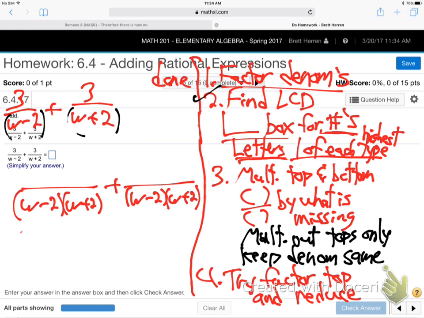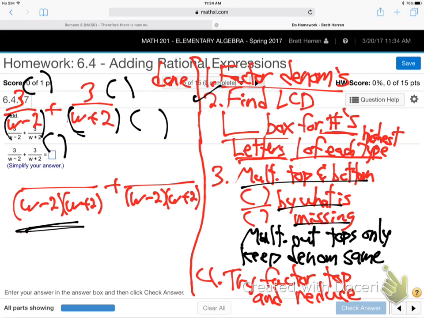Check. Step 3. Multiply top and bottom by what is missing. So I'm going to go top and bottom of this one, top and bottom of that one, by what's missing. What's missing to make it the same as the common? Remember, common is our goal. We're trying to make them common. So I'm going to go to this first denominator and say, hey, denominator, what are you missing to become the same as the common? It needs a W plus 2. He's like, I've only got a W minus 2, so I need you to give me a W plus 2, and whatever you do to the bottom, you have to do to the top. No choice. Keep the balance.